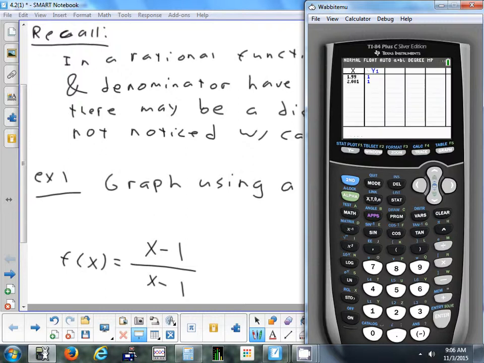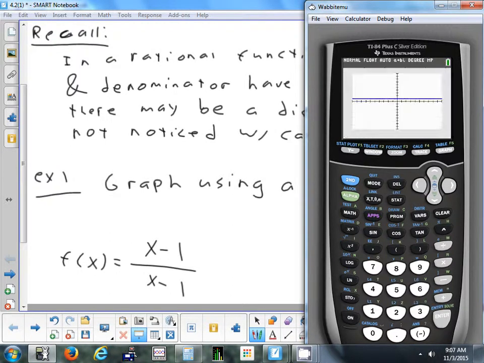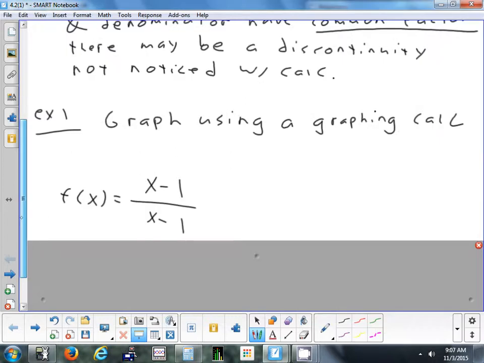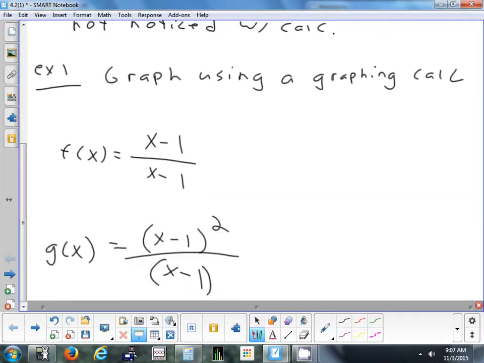Go to your table. Same idea. Okay, any questions on that one? All right, so we have a hole there, but you can't see it. All right, let's try this one. What value would make the denominator 0 here? 1 again.